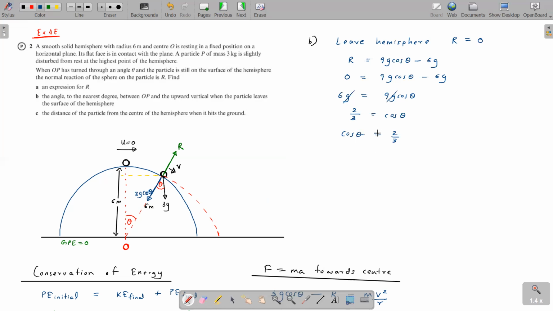So cos theta is 2 over 3, and what is the theta value? To the nearest degree, it means with your calculator in degree mode, you type cos inverse 2 over 3. Let's get the answer. All right, so theta is 48.1896. It goes on, right? So to the nearest degree, your theta is going to be 48.